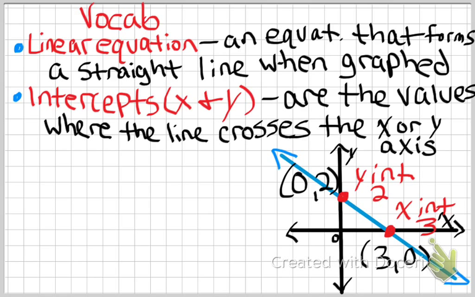Now, notice this. At the x-intercept, y equals 0. And at the y-intercept, x equals 0. That's always going to be the case. When you find one of the intercepts, it's because the other variable was 0. We're going to use that in a minute to actually find them on purpose if we don't have the graph to look at. Okay, so that's intercepts and linear equations.